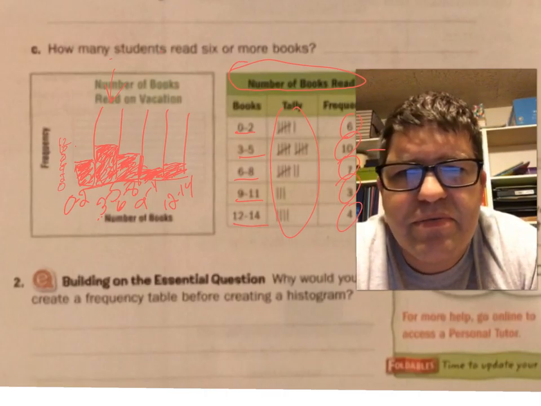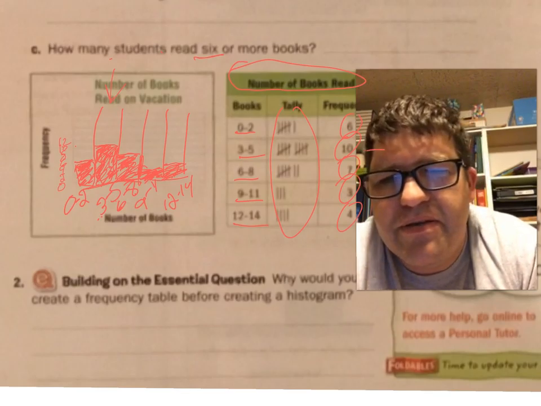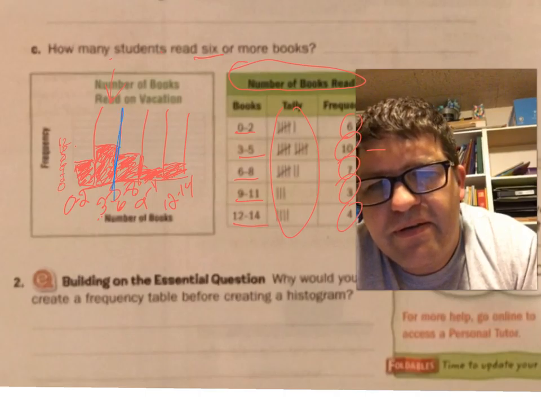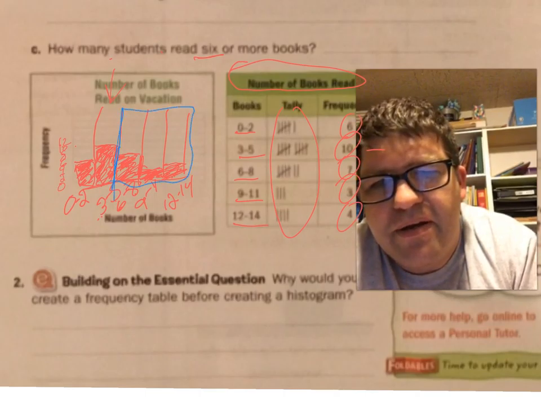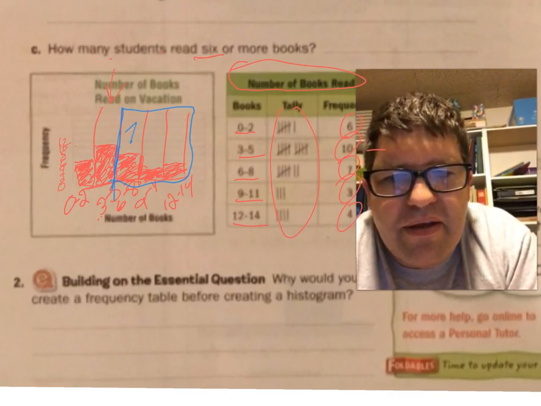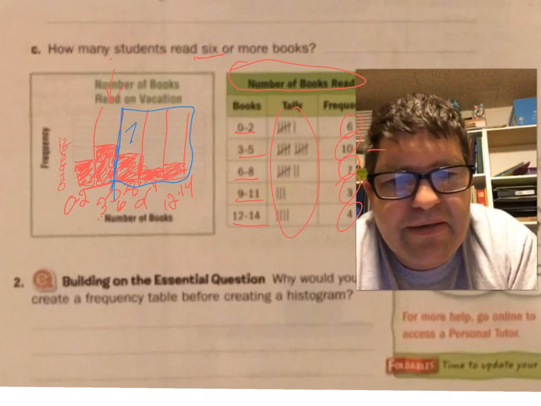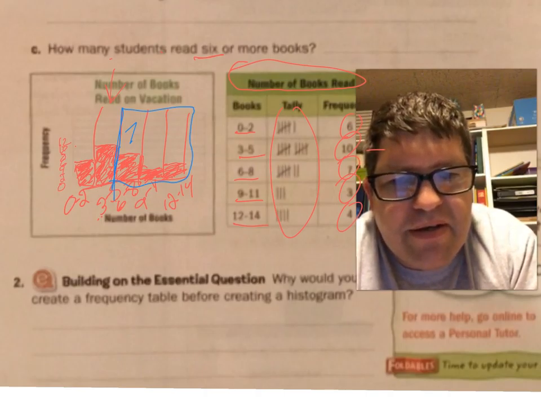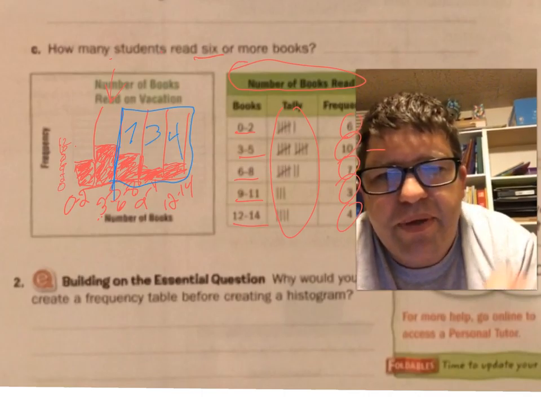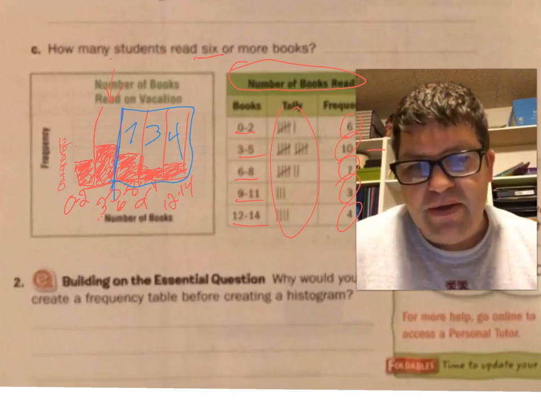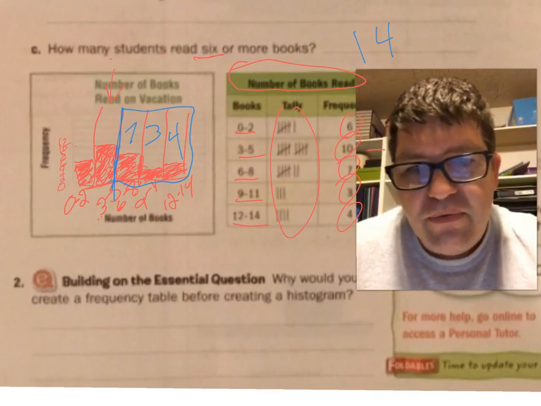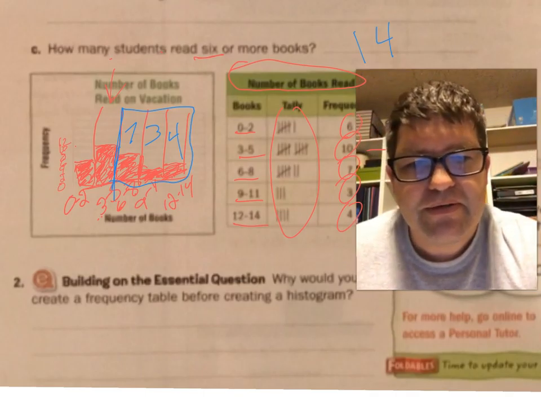Now, how many students read 6 or more books? So here is where it's 6 to 8. This whole part right here. So 6 to 8 is 7 people. 9 to 11 is 3. And then 12 to 14 is 4 people. So we add those numbers up and we get 14. So 14 students read 6 or more books.